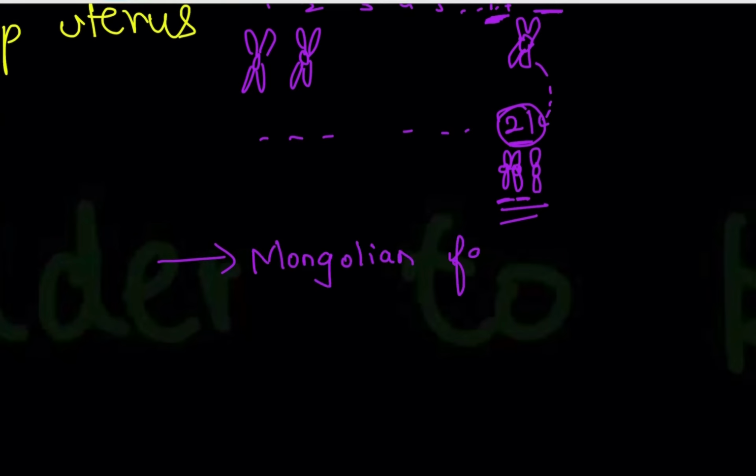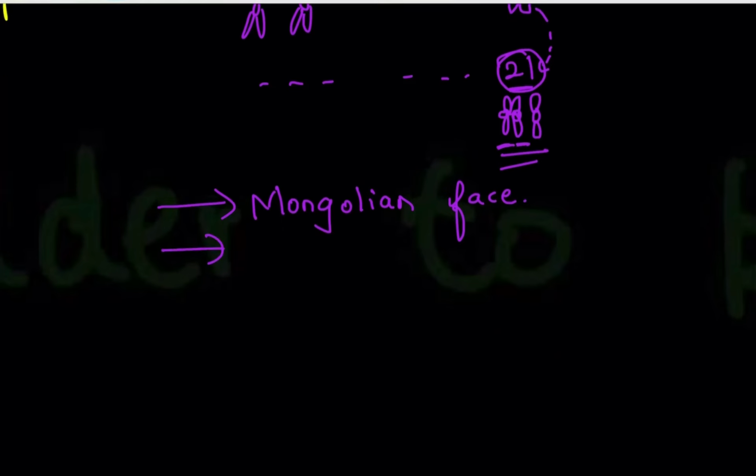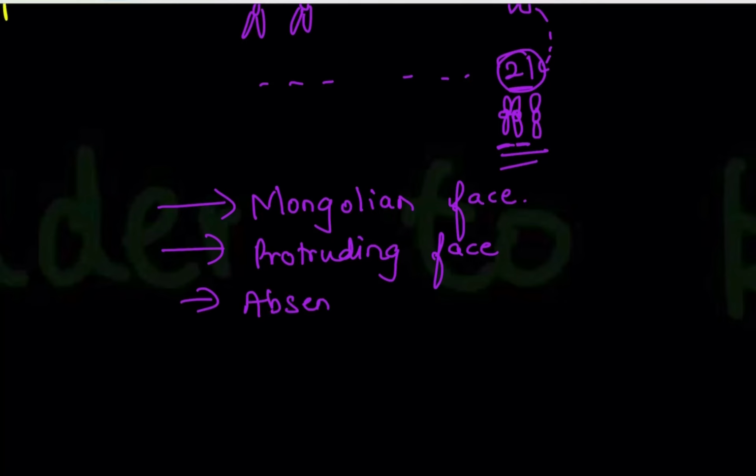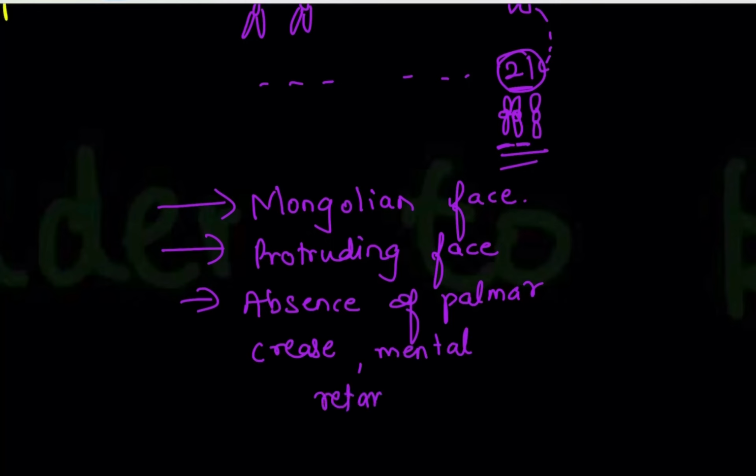That is Mongolian face. The very important feature of Down syndrome is this Mongolian face. In the question they will many a times give you this Mongolian face, or they might give you protruding face. Then absence of palmar crease. Palmar creases are at your palms. If you see, you will have various lines. These lines are absent in the people who have Down syndrome. And lastly mental retardation. Remember this as well.